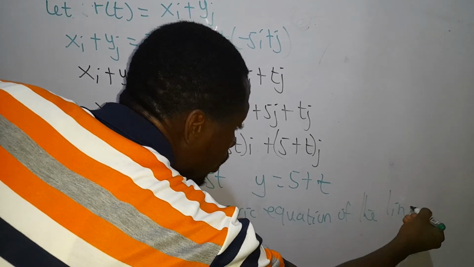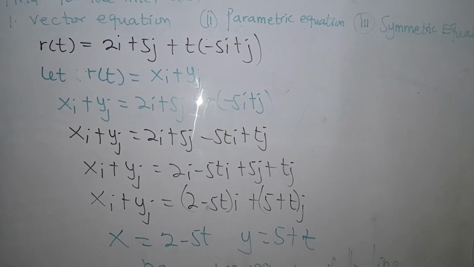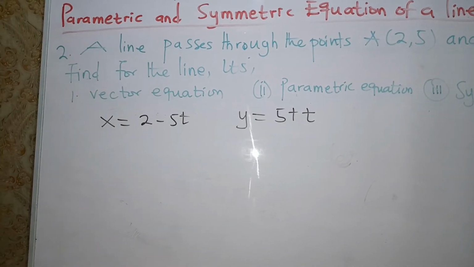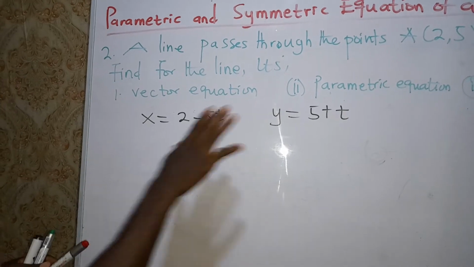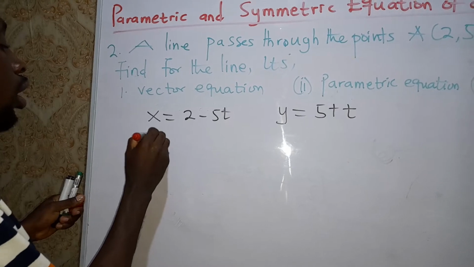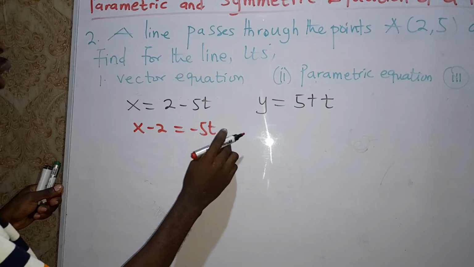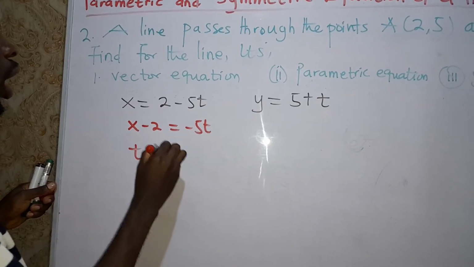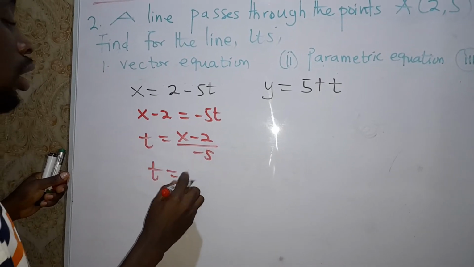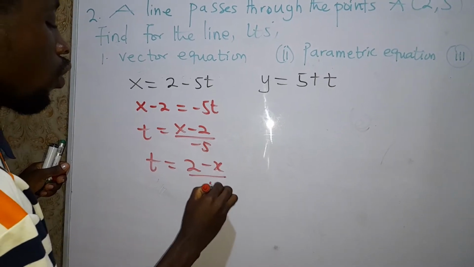So since we know the parametric equation, we can find the symmetric equation. Since we have found our parametric equation, we can find the symmetric by making t the subject in each of the equations. So I'll make t the subject. Here we have x minus 2 equal to -5t. We divide both sides by -5. We'll have t is equal to (x minus 2) all over -5. You can rewrite this as, the negative will affect them, so we'll have (2 minus x) over 5.